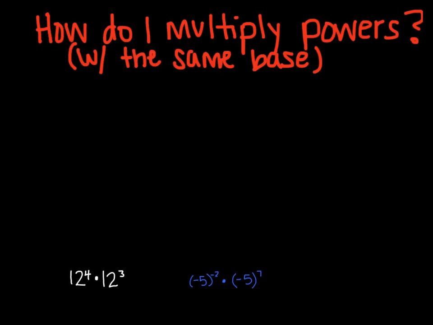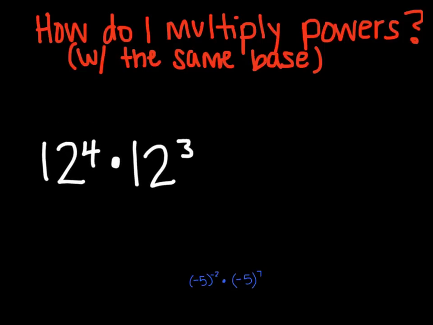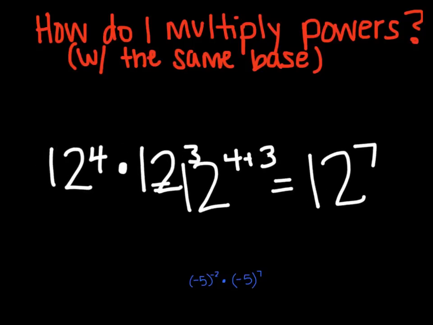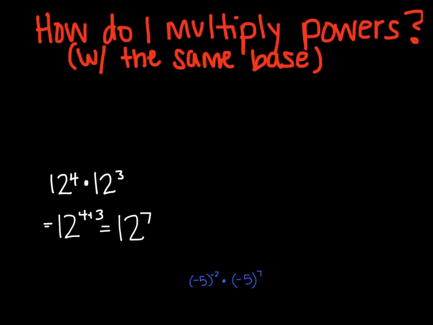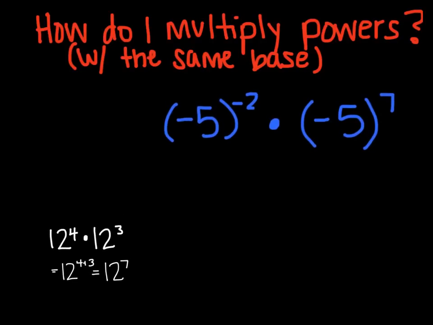How do you multiply powers with the same base? Well, I kind of showed you once. We'll run through it again. This is saying I'm going to take 12 and then add 4 plus 3, which is 7. So 12 to the 7th power would then be my answer. So pretty quick, pretty straightforward. The bigger issue here is understanding why it works the way it does. So just make sure you have that understanding and you should be good to go.